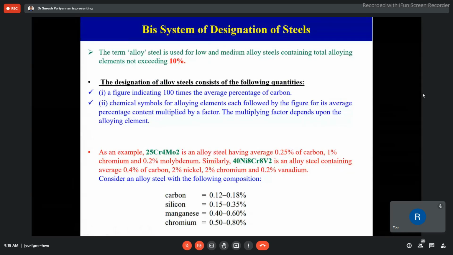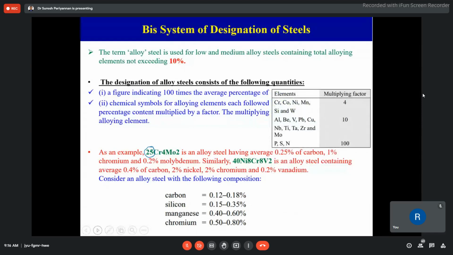The figure first indicates 0.25 divided by 100, 0.25% carbon, but the letter C is not used in the designation system. Don't think we are not using carbon content. Second, the chemical symbols of alloying elements are each followed by the figure of its average percentage content multiplied by a factor. Here we are going to use a multiplication factor, which depends on the alloying element. People went through multiple research and came to this information.